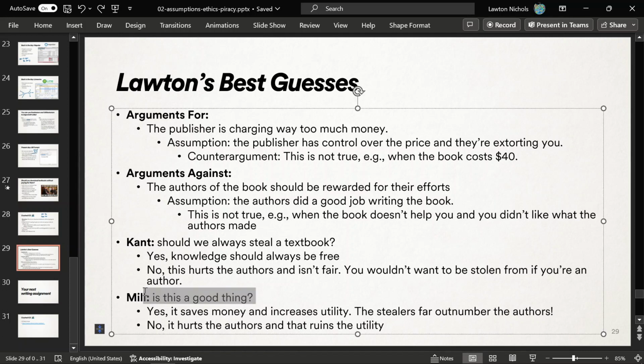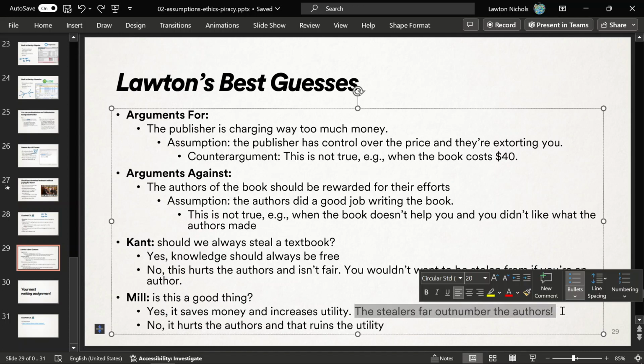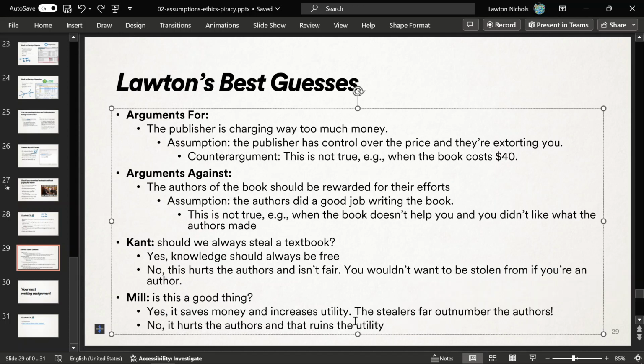Right? A utilitarian would ask, what's the utility in stealing a textbook? Is this a good thing? Does it produce the greatest good for the greatest number of people? And so it's always a pro-con list there. Sure, a utilitarian might say, yeah, you should steal textbooks because it saves money. There's way more students than there are people who wrote the books, so it saves money and increases the total utility. The people who are stealing far outnumber the authors, and their utility is going up. So that would be in favor of stealing.